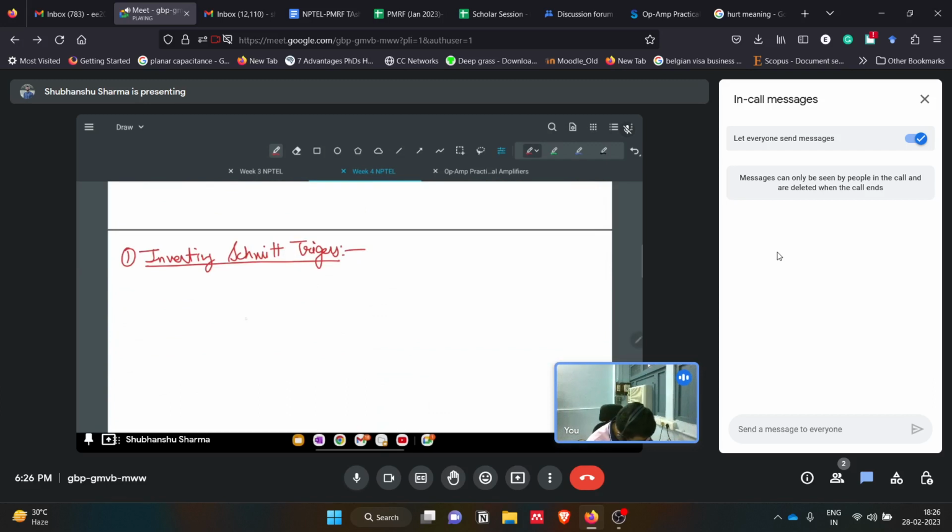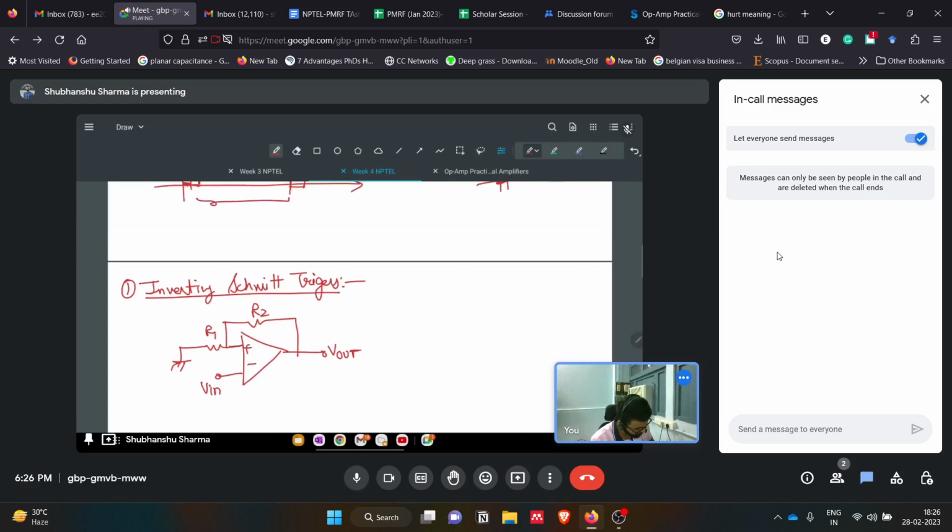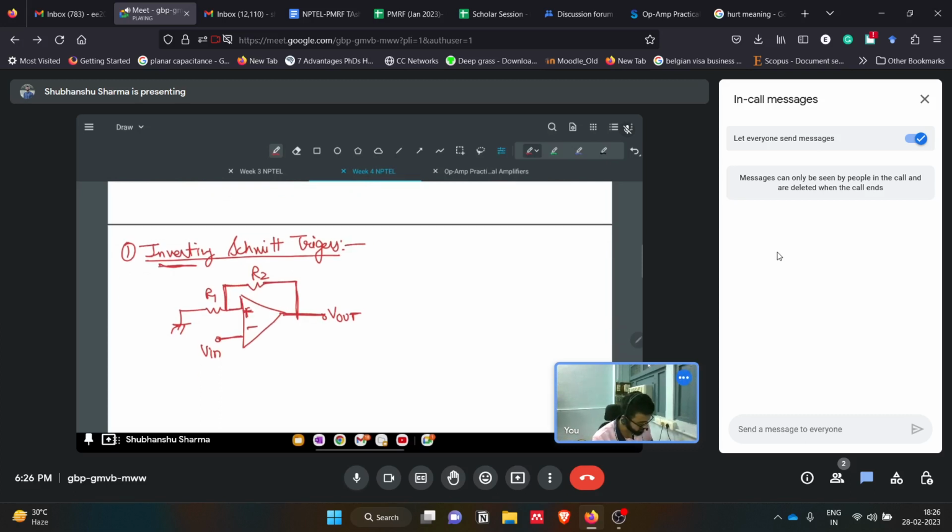So I'll draw the circuit for you. Plus, minus, this one. This is the output. This is the input. Since we were saying that this is a positive feedback comparator, we have introduced positive feedback to this normal comparator, and now we'll see how the inverting Schmitt trigger functions, and why we are saying inverting.